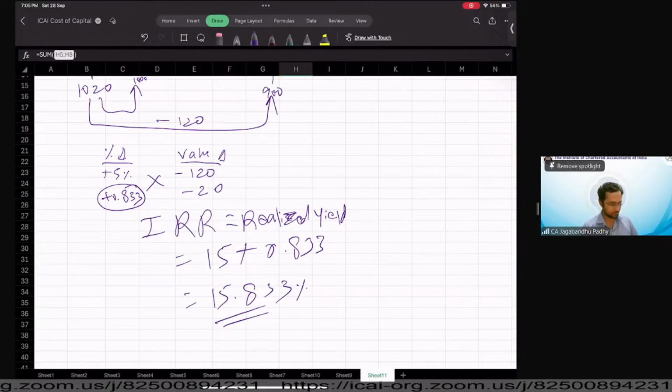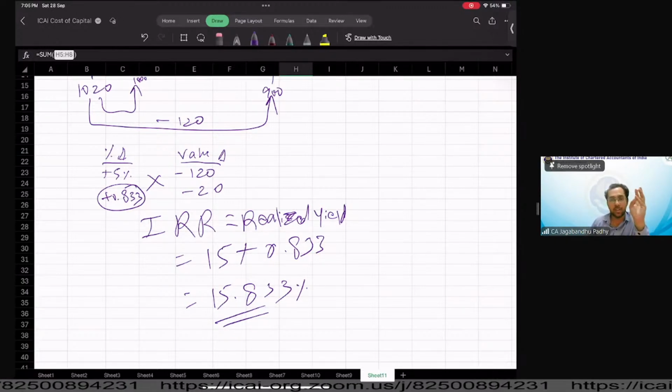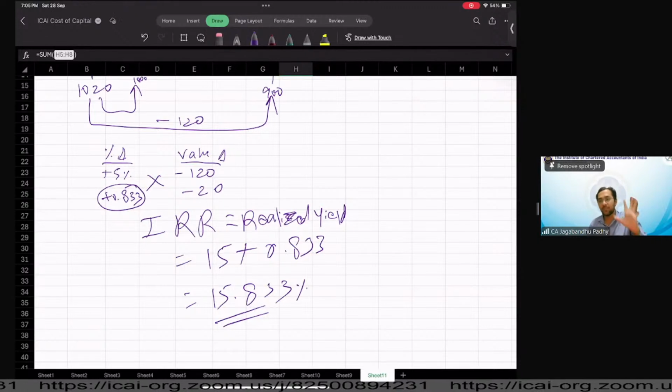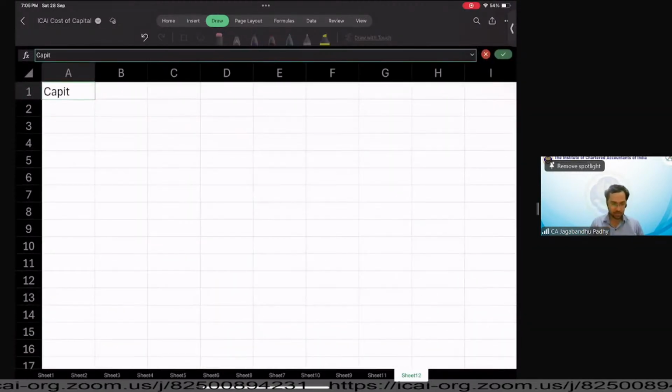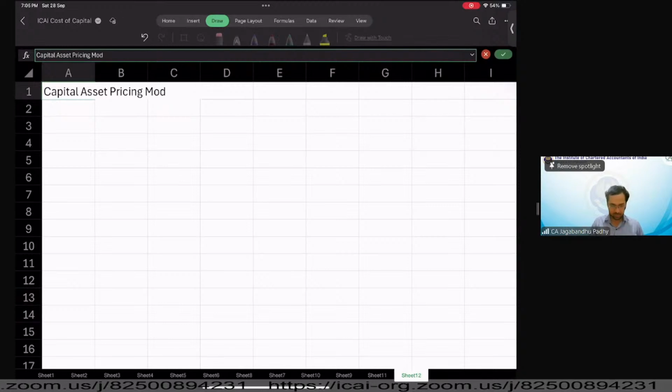Okay, everyone? So 4 approaches done: constant dividend, constant earnings, earnings growth model, and realized yield. The last and the 5th approach is pending, guys. Let's do it right now. The last and the 5th approach is called the capital asset pricing model.